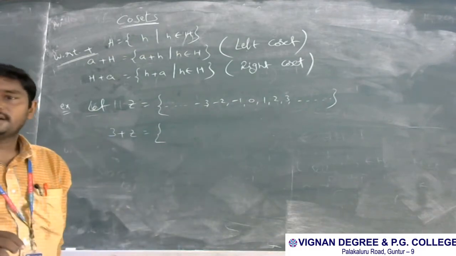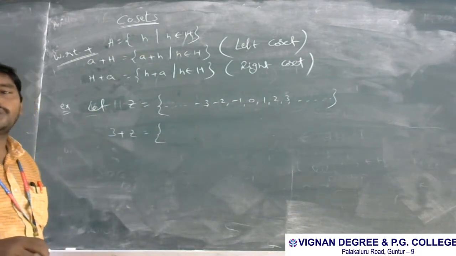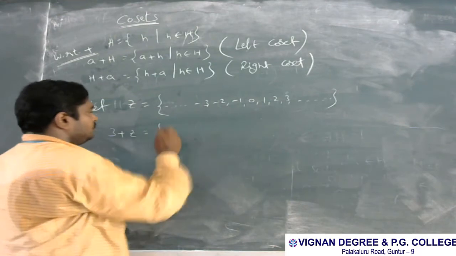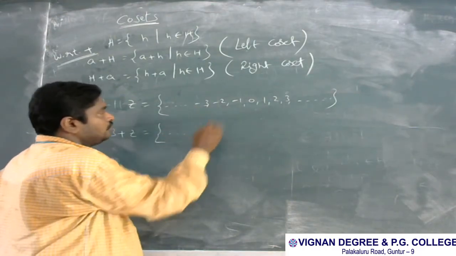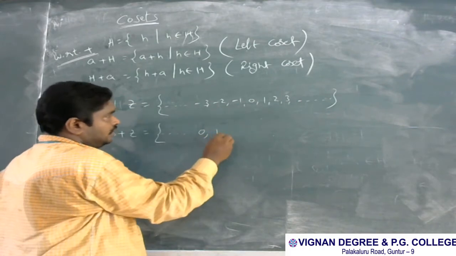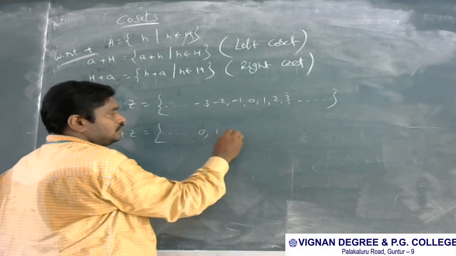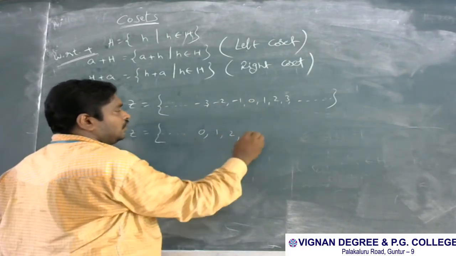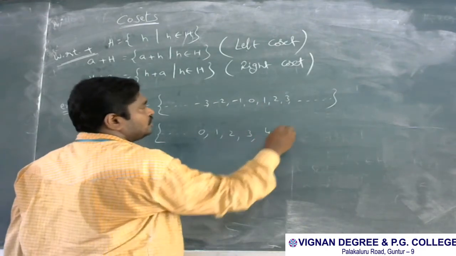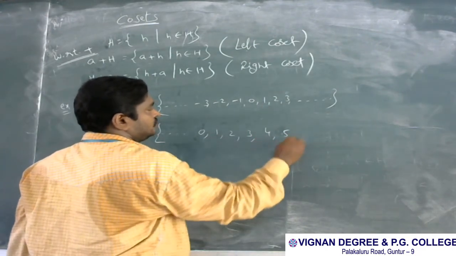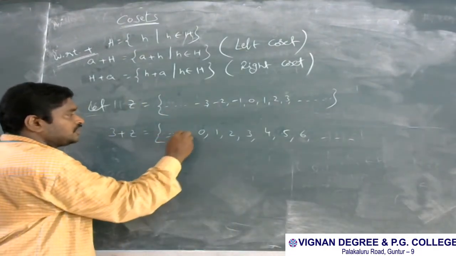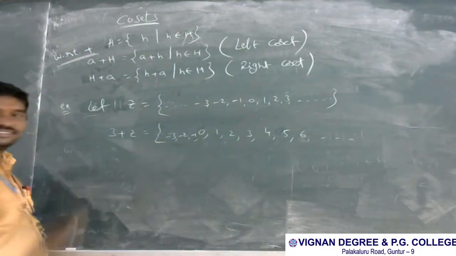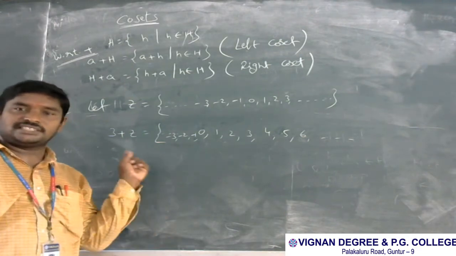3 plus Z means adding 3 to each element of Z. So add 3: if you add 3 minus 3, you get 0. 3 minus 2 is 1. 3 minus 1 is 2. 3 plus 0 is 3, then 4, 5, 6, and so on. Also on this side we can go minus 2, minus 1, and so on. Okay, friends, this is 3 plus Z.